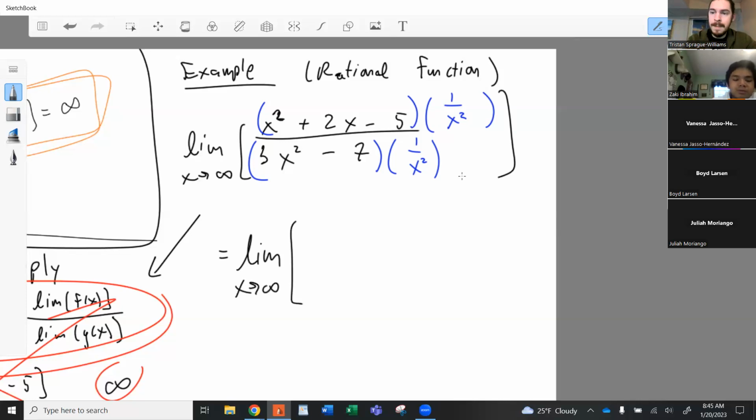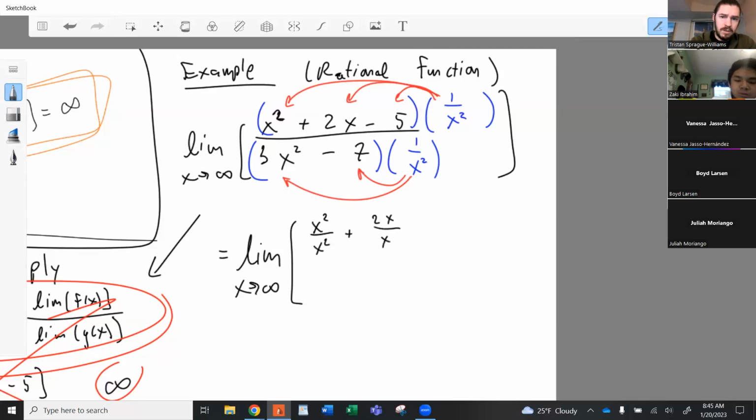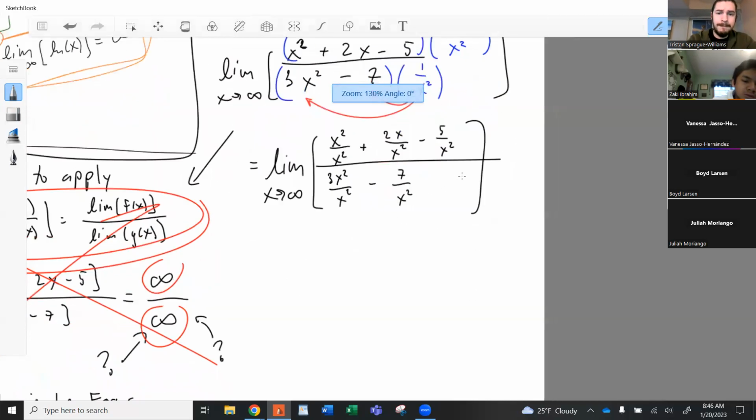Okay, so we're multiplying by 1 over x squared. We're then going to distribute that multiplication by 1 over x squared across all of the terms in both numerator and denominator. And when we do that, we're then going to simplify the results. So we're going to get x squared over x squared plus 2x over x squared minus 5 over x squared, over 3x squared over x squared minus 7 over x squared, like so.